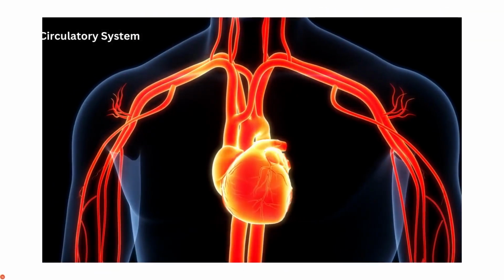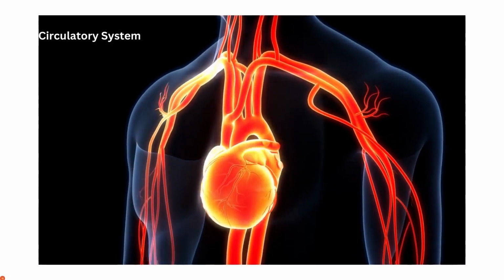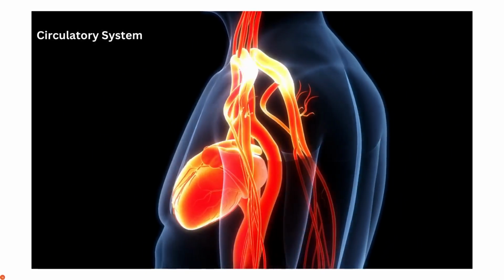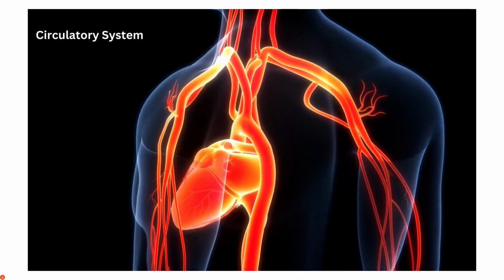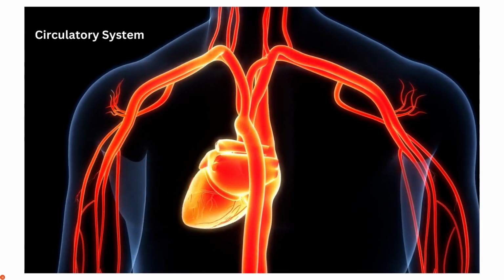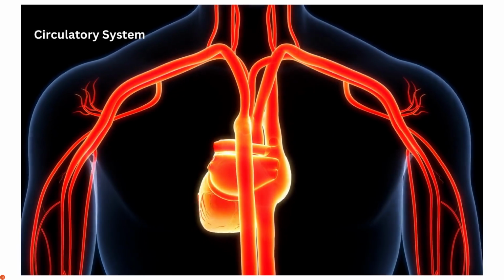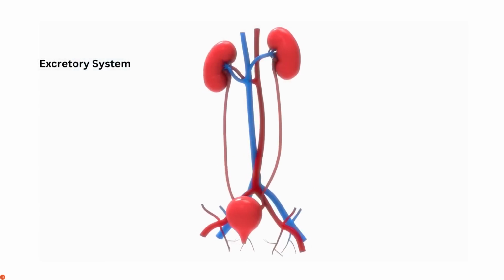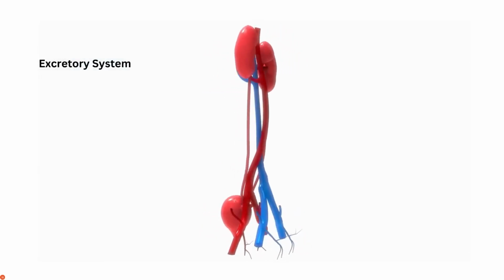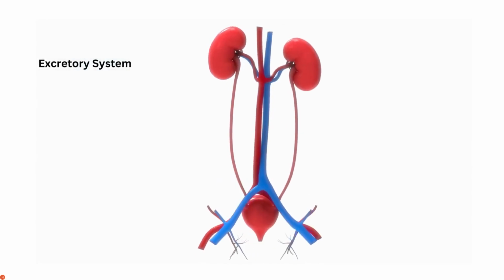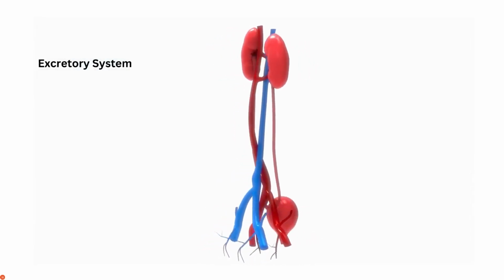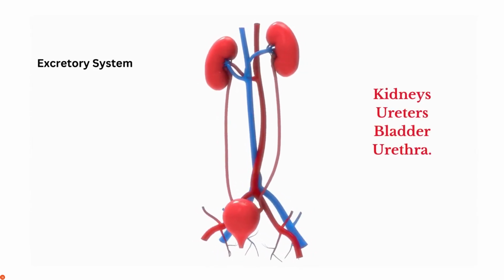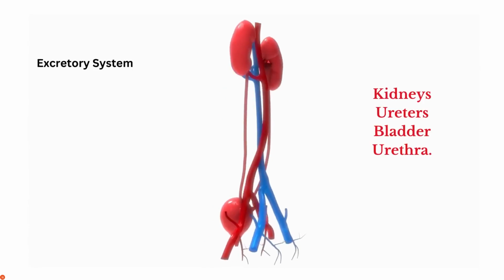Circulatory system is responsible for transporting nutrients, oxygen, and hormones throughout the body, and is made up of heart, blood vessels, and blood. It is also known as cardiovascular system, and it works with lymphatic channels. The excretory system is responsible for filtering out waste, also known as urinary system. It purifies the body and is made up of kidney, ureter, bladder, and urethra.